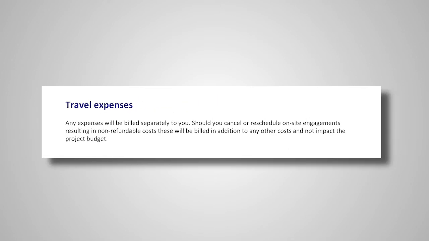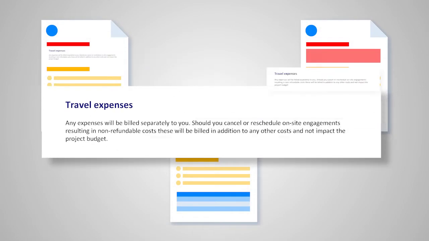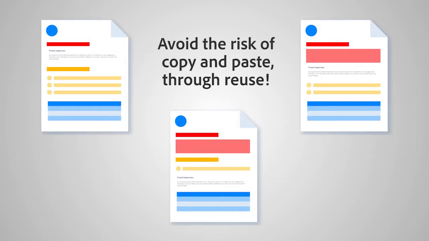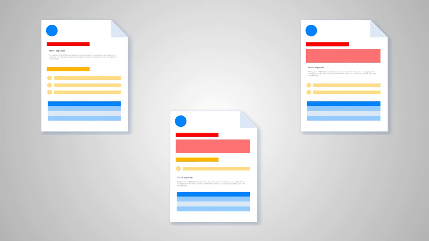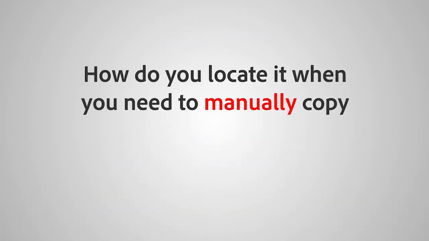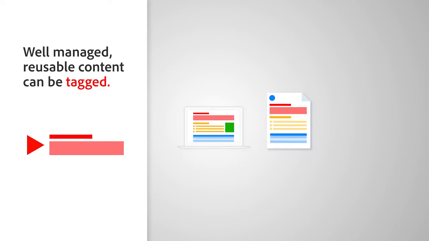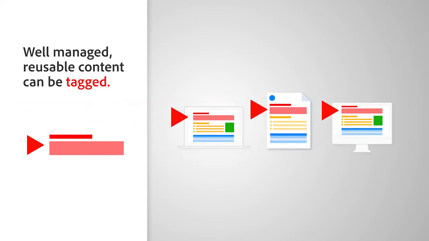Maybe you have a section with clear information on travel expenses. Reusing this section is simple. Drag and drop it to where you need it. Avoid the risk of copy and paste through reuse. Imagine a task used in 2, 3, 5, or 50 places. How do you locate it when you need to manually copy and paste into all your manuals? Well-managed reusable content can be tagged so that every place you use it is listed and immediately clear to see.